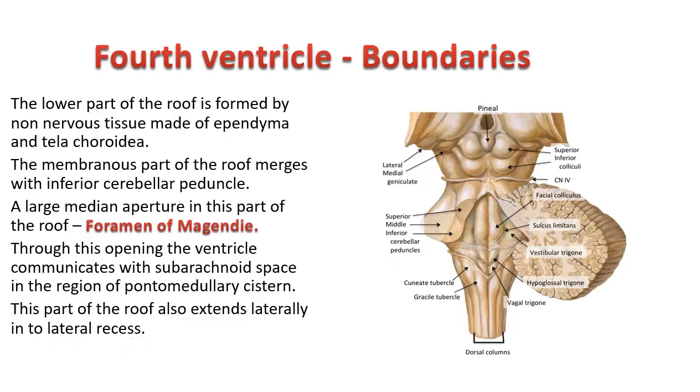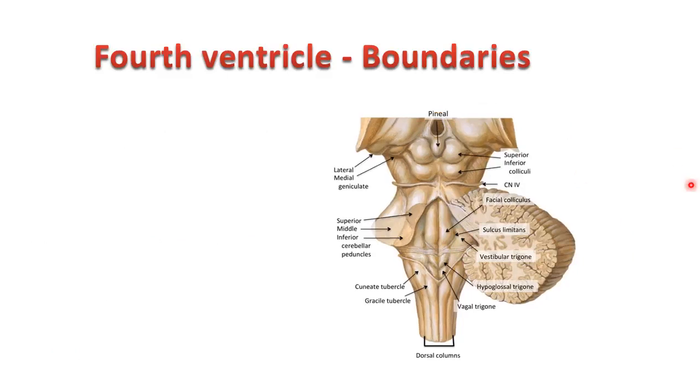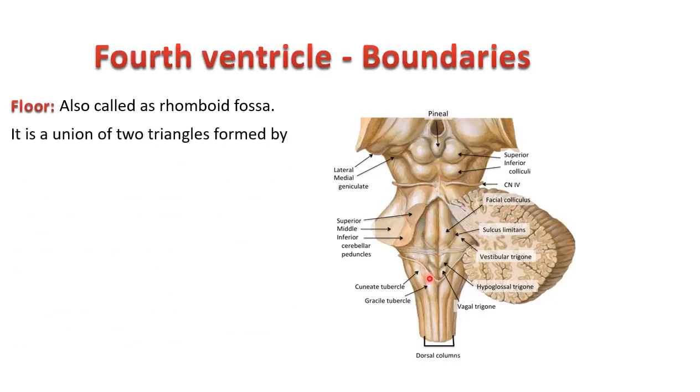Okay, so which is an extension of the cavity of the fourth ventricle. So we'll come to it later again when we deal with the cavity of the fourth ventricle. So now coming to mainly the floor. A lot of features we come across in the floor. It is also called the rhomboid fossa.